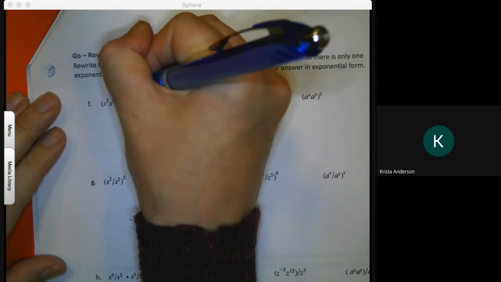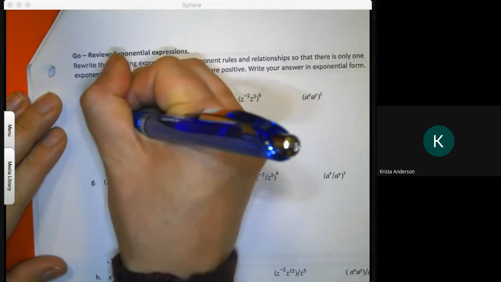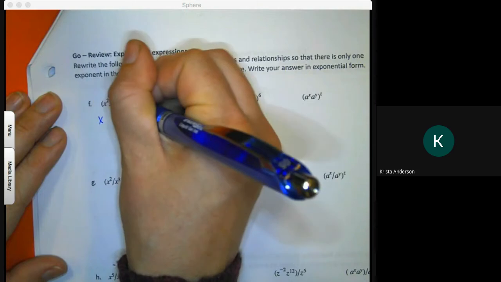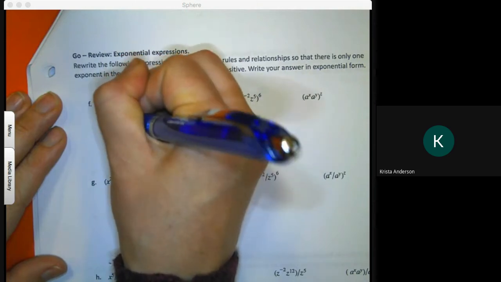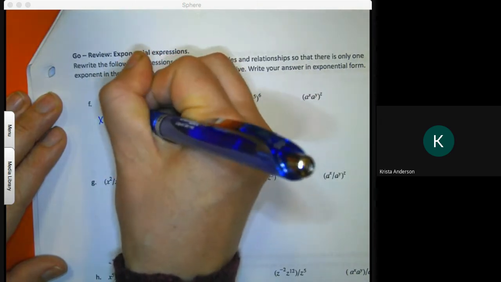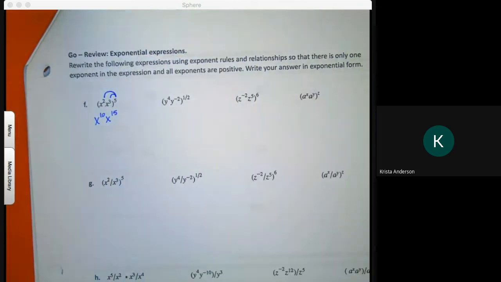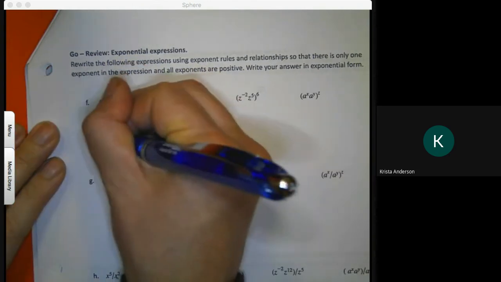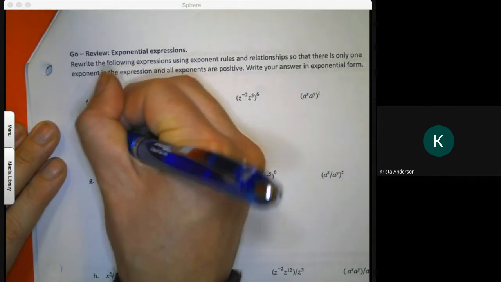Multiply. So if I multiply this in, I would have x to the 2 times 5 is 10. 3 times 5 is 15. Now, when they're side by side like that, the parentheses are now gone. I would now add them. I have 10 of them and 15, which is a total of 25. That would be my answer.